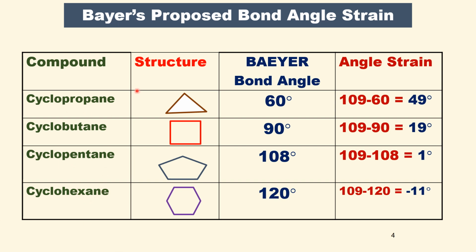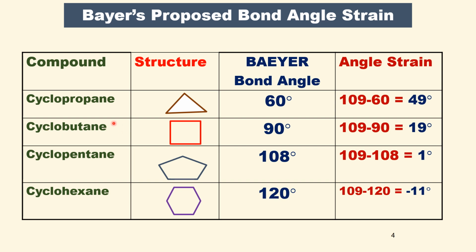For example, in cyclopropane, the bond angle is 60 degrees. What is the angle strain? 109.5 minus 60, that is approximately 49 degrees. So this is a large deviation from the original 109.5. So cyclopropane is least stable.